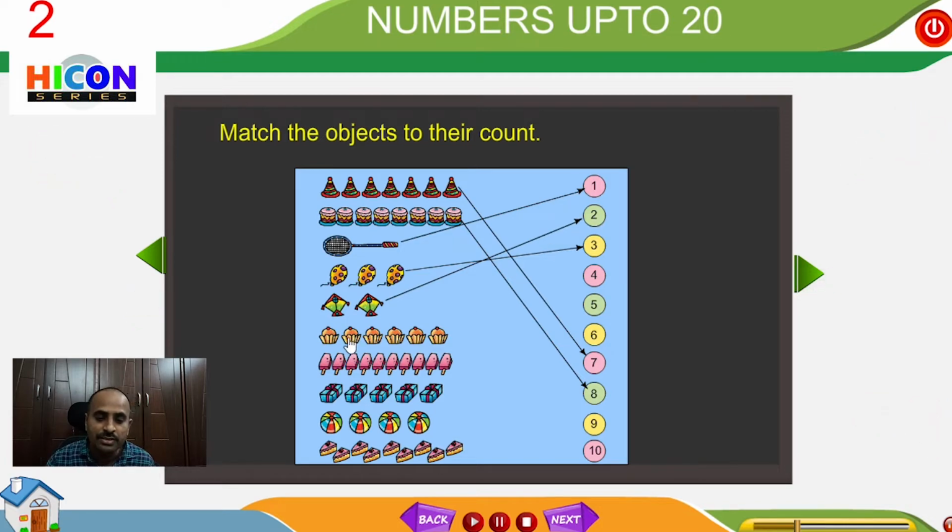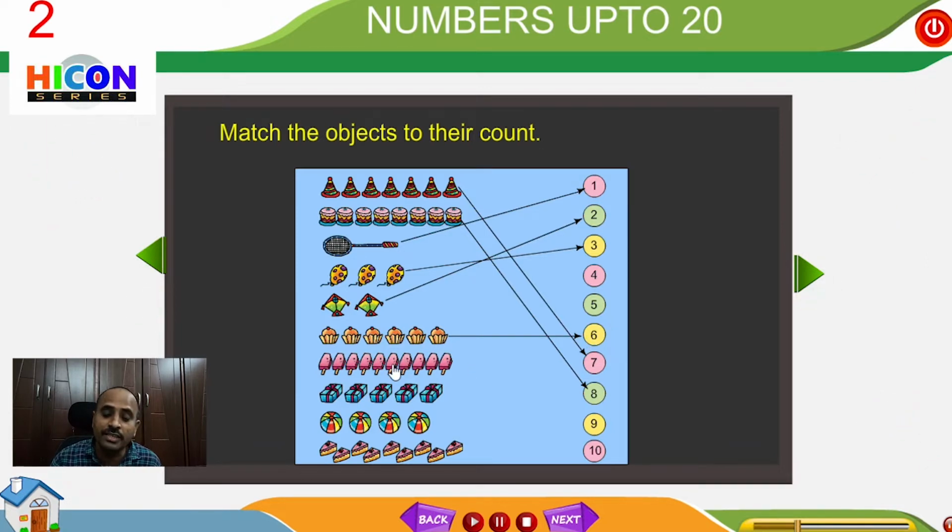So children, see the next set of pictures. In the next set of pictures, we are observing some cupcakes. So how many cupcakes are there? So let us count. 1, 2, 3, 4, 5, 6. So there are a total of 6 cupcakes in the picture. So we have to match these cupcakes with the number 6. So where is the number 6? Let us identify. So 4, 5, 6. So this is the number 6. So we have to match the cupcakes with the number 6 because there are a total of 6 cakes.